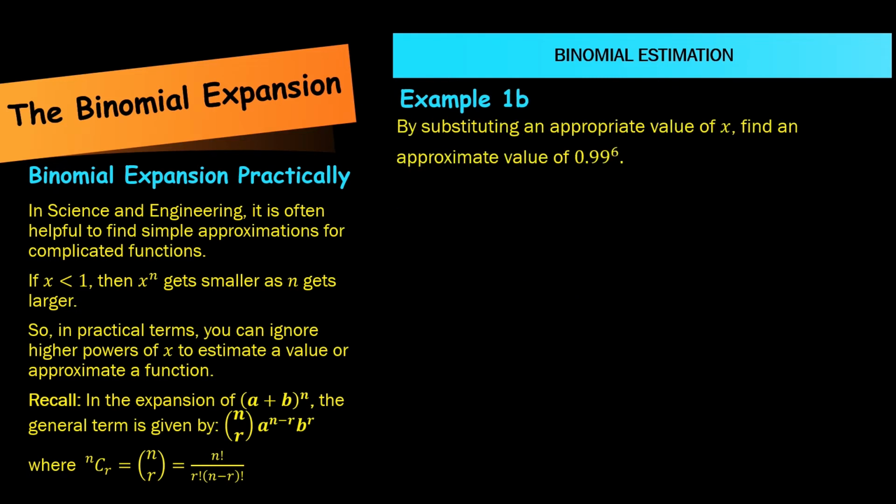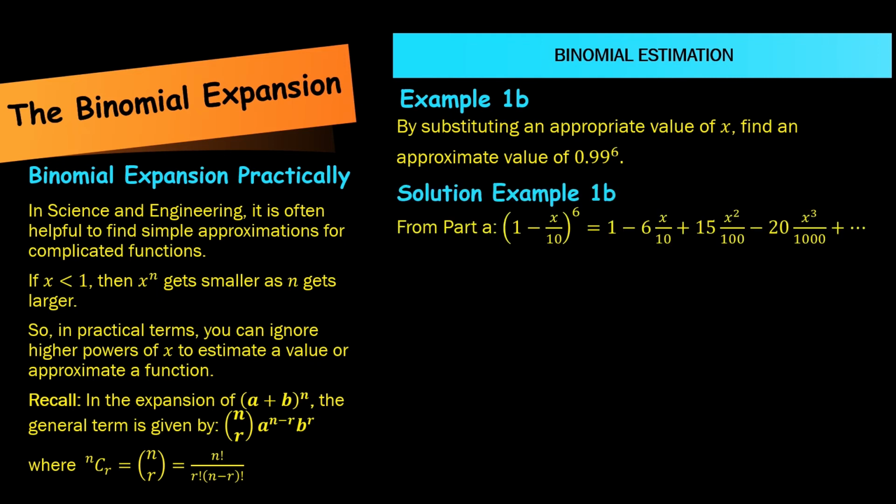Now let's have a go at part B. By substituting an appropriate value of x, find an approximate value of 0.99 to the power 6. So clearly we're going to be applying part A to part B. So let's solve this. From part A, we have an expansion for (1 minus x over 10) all raised to the power 6. In order to find 0.99 to the power 6, we find when 1 minus x over 10 equals 0.99.